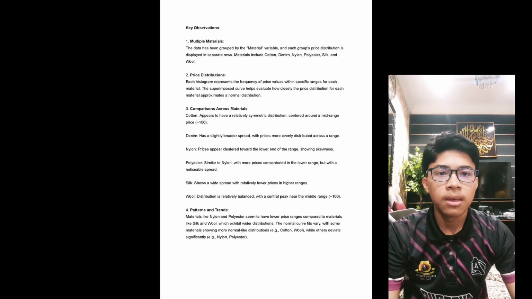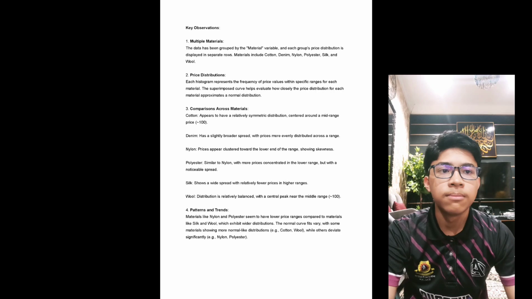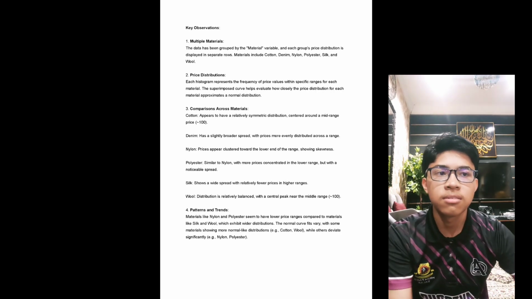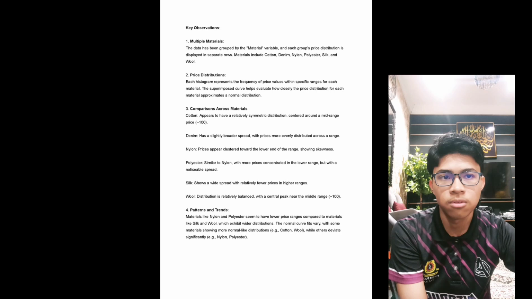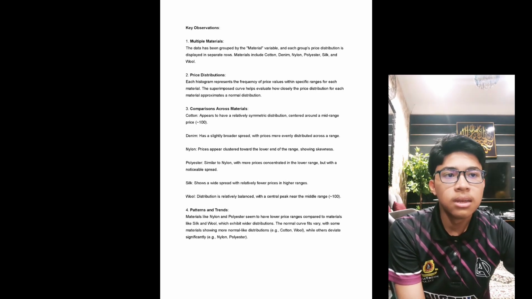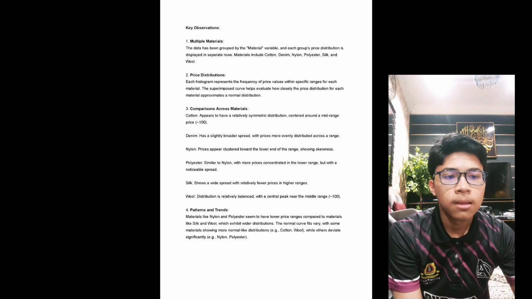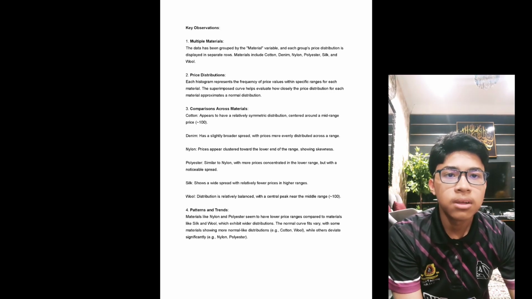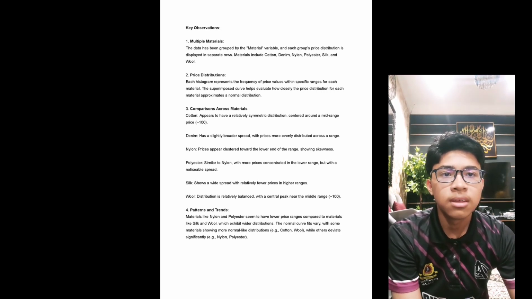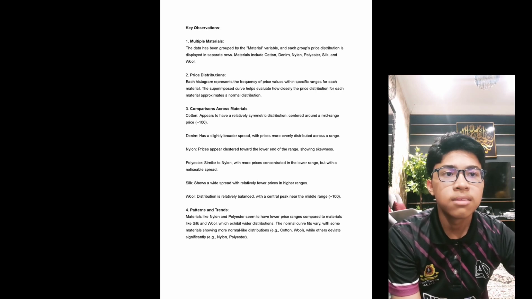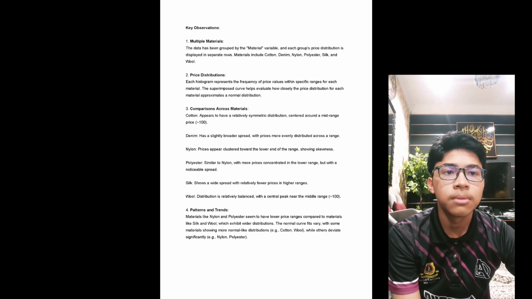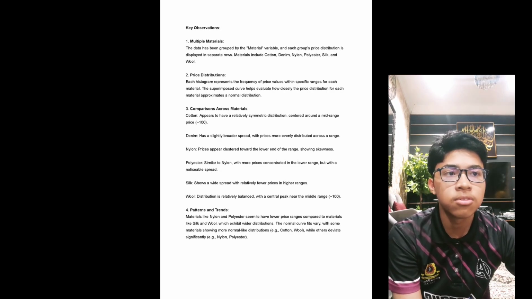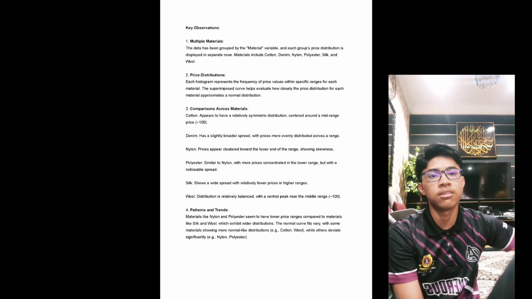Key observation that we can observe is the first one, multiple materials. The data has been grouped by the material variable, and each group's price distribution is displayed in separate rows. Materials include cotton, denim, nylon, polyester, silk and wool. After that, the second one is price distribution. Each histogram represents the frequency of price values within specific ranges for each material. The superimposed curve helps evaluate how closely the price distribution for each material approximates a normal distribution.